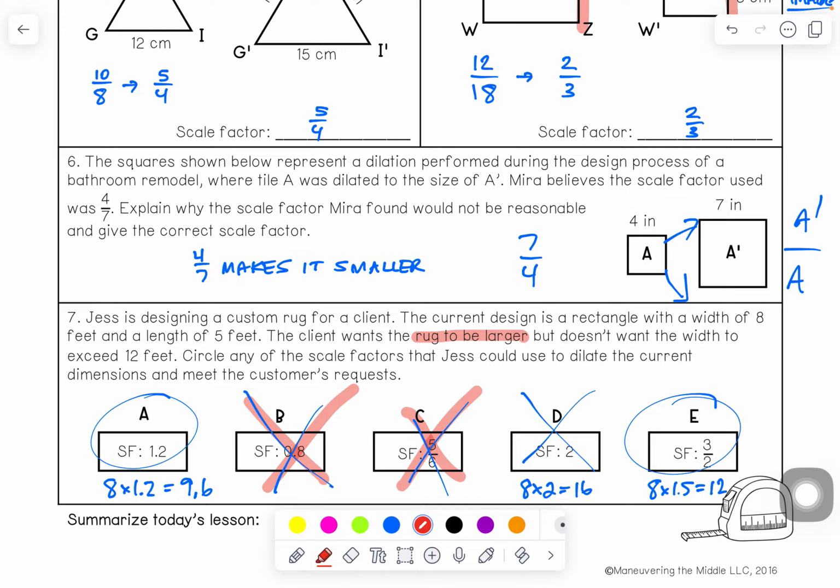Then I went through and figured out what each of these scale factors was going to be. I took 8 times 1.2 and I got 9.6 for letter A. That works. I took 8 times 2 and I got 16, which is too big, because they don't want it to exceed 12 feet. So that one's no good. Last, I had 8 times 1.5, and that gave me 12 exactly, so that's not exceeding 12. That would have worked. So A or E would have been appropriate options there.